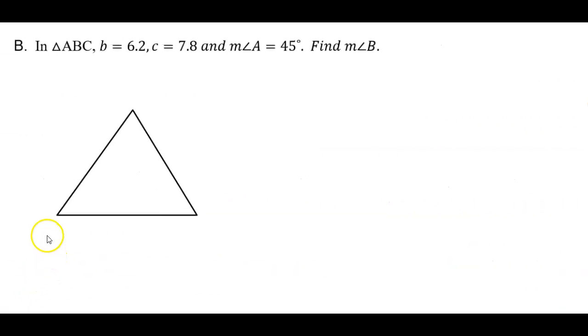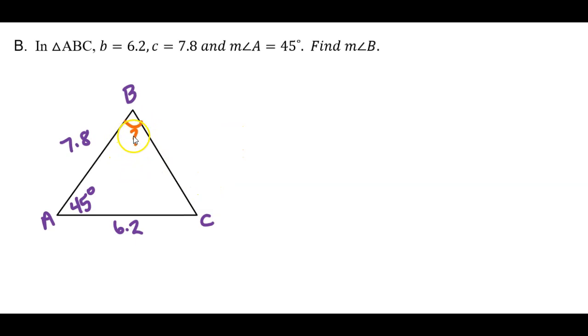Okay, so our last example, this one's a little bit more challenging. So let's just label our triangle ABC and label what we have. So we have a side, angle, side, and they want the measure of angle B.